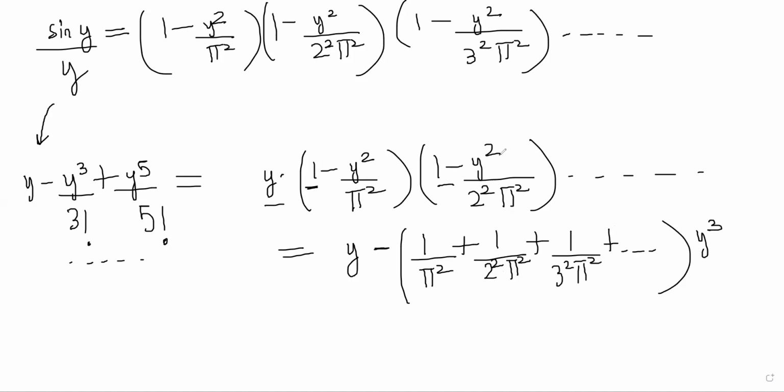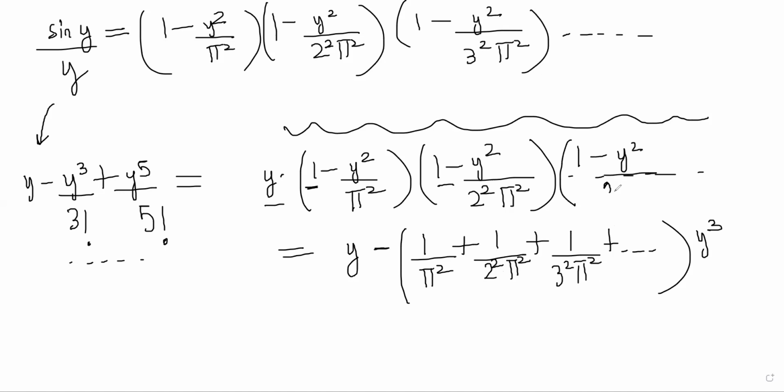Basically, I am collecting all the terms that will have power y cube here. How will you get a y cube term here? There are so many factors, right? Each factor has a y square term. If you multiply the y square term with this y, and from all the other factors you choose 1, then since from every factor here I choose 1, and from one of the factors I multiply with the y square term, I will get a minus y cube, right? So I'll get a minus y cube by 3 square pi square term. Similarly, I'll get a minus y cube by 3 pi square term.